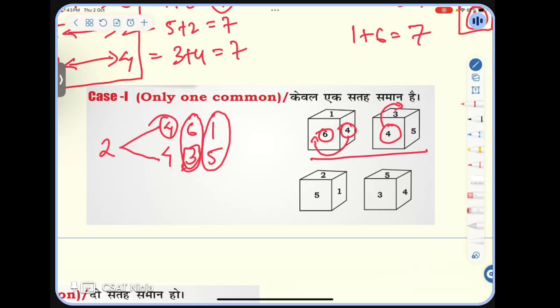So according to you, what will be the opposite side of this dice? Just a 1 second question only. How much will it be? You can just keep ready with your keyboard.